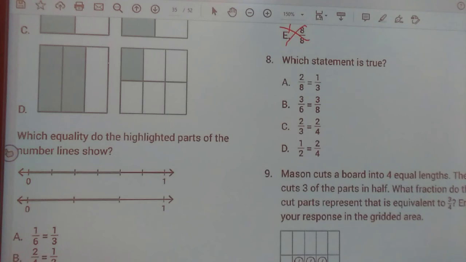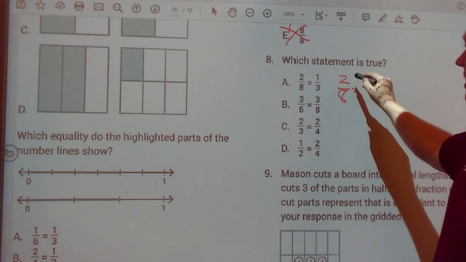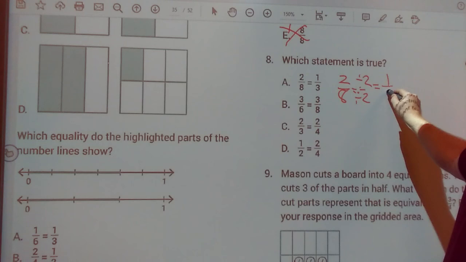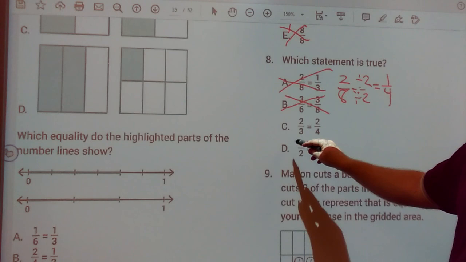Okay, now, which statement is true? A, does 2/8 equal 1/3? Well, let's see. What can go into 2 and 8? 2, right? Gives me 1/4. Is that 1/3? Nope. What about B, 3/6? Well, we know that can't be it, because you want your numbers to go down, not up. What about 2/3 and 2/4? Nope. So the only answer has to be D.